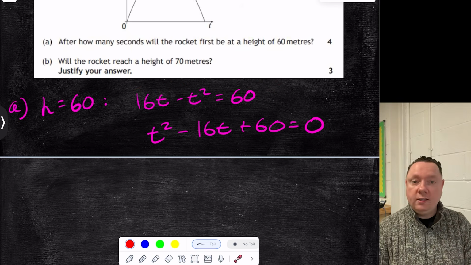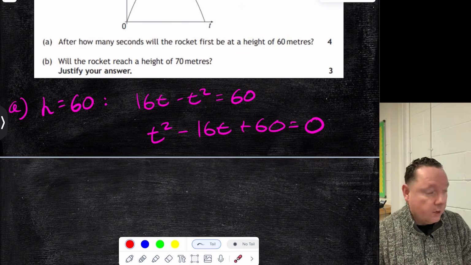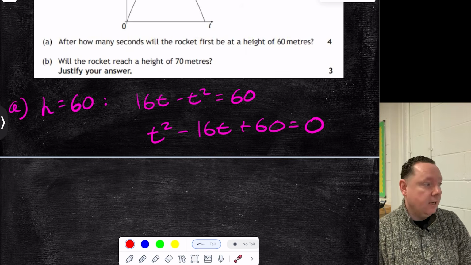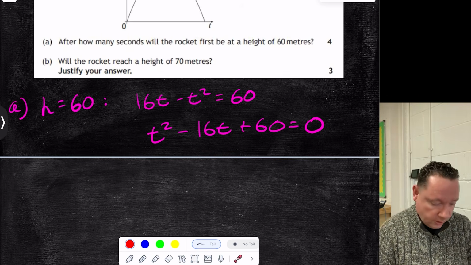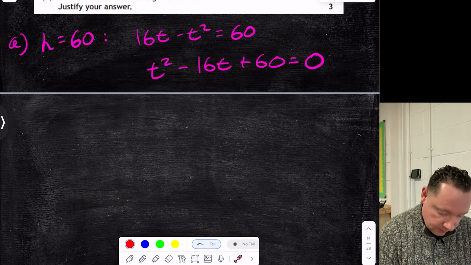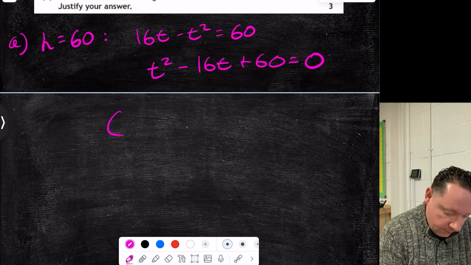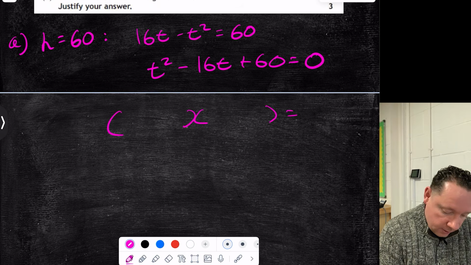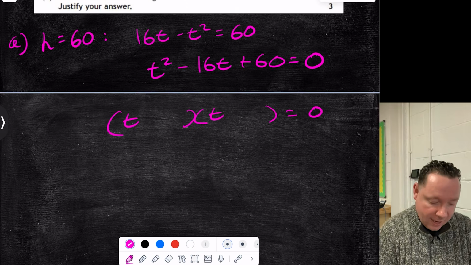I've now got a quadratic to solve, so I look for a common factor. There isn't a common factor, so I'll try and factorise it. Now, if it doesn't factorise, I'll use the quadratic formula. But this is paper 1, so chances are it will factorise. So double brackets, t and t. I'm looking for two numbers that multiply to make 60, but add to make 16.